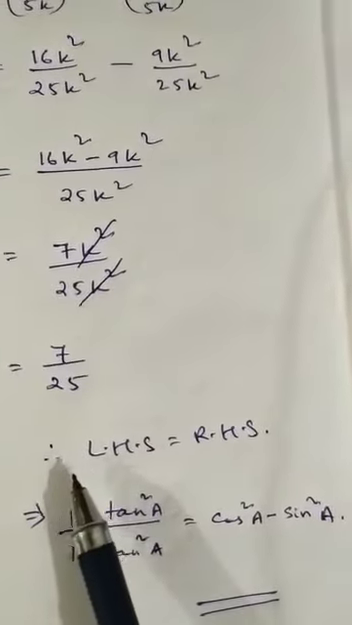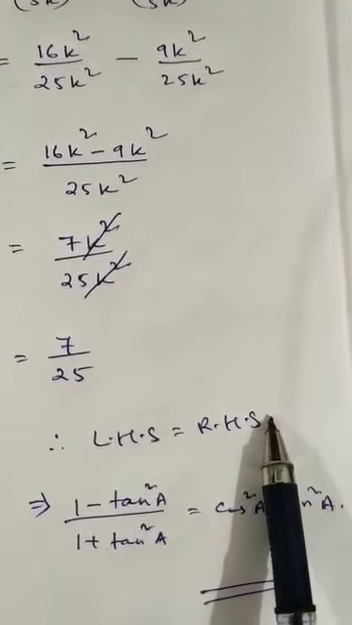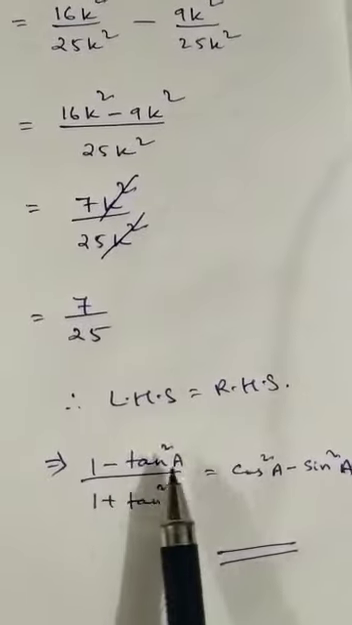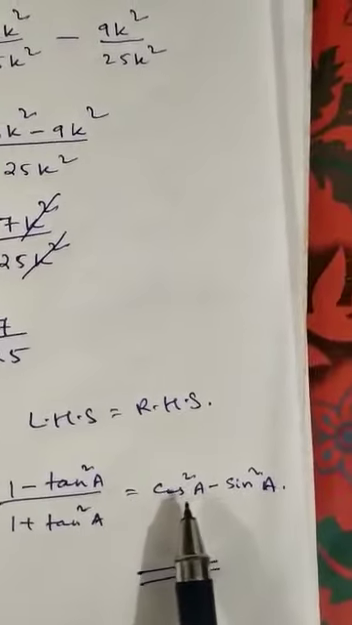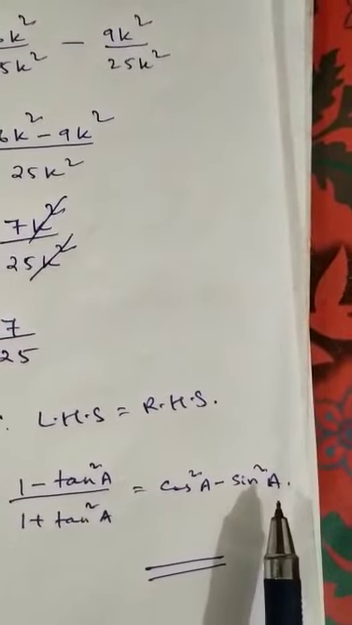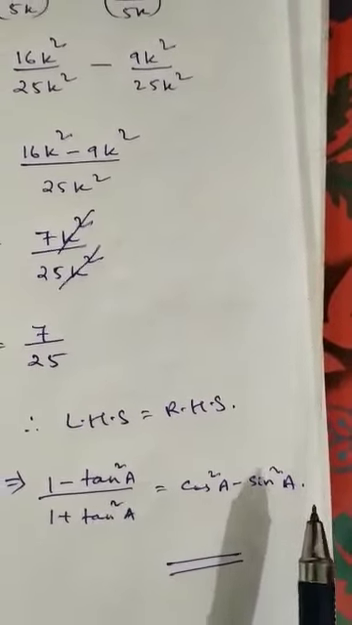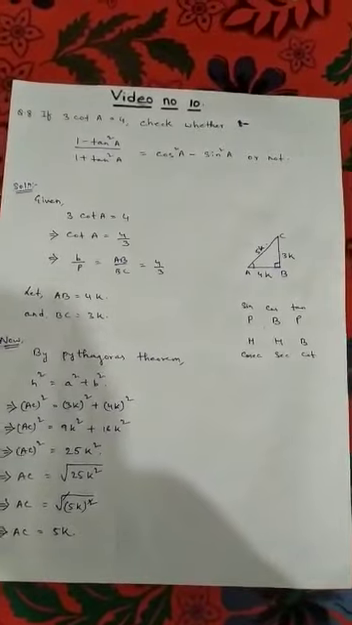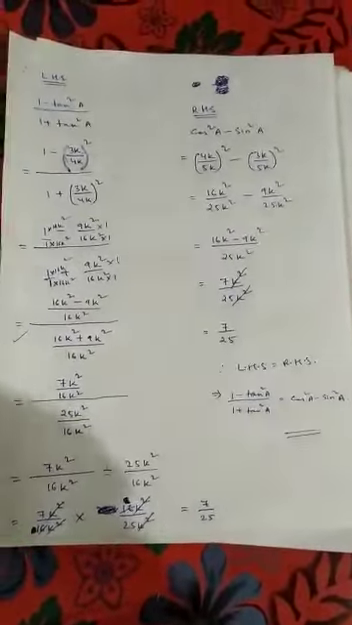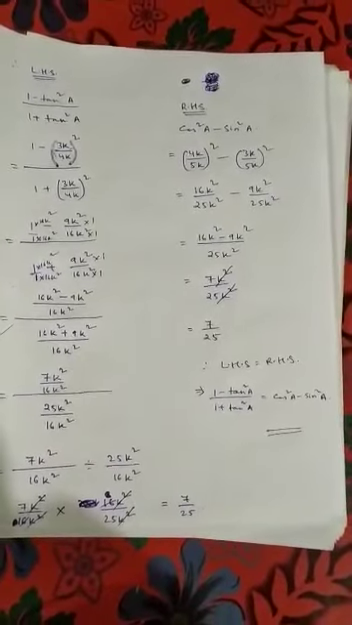So therefore I can conclude that LHS is equal to RHS. So (1 minus tan square A) by (1 plus tan square A) is equal to cos square A minus sin square A. This is question number 8.